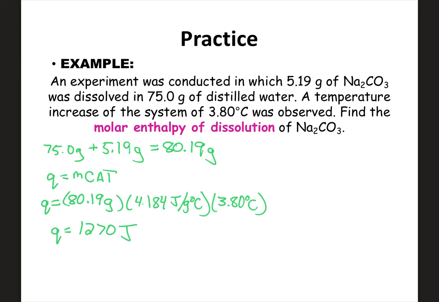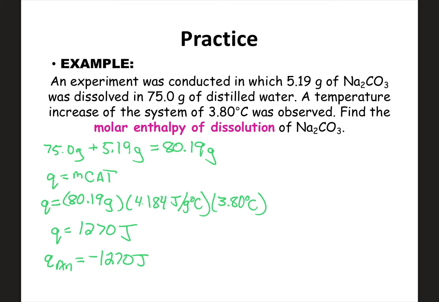Well, that's not what we care about here. We care about the heat or the Q of the reaction. If the water gained that much heat, where did it come from? It came from the dissolving. So we need to flip the sign. The negative 1270 joules is the heat that was lost by our reaction. Obviously, it wasn't a reaction, it was just a dissolving, but you understand here the difference.